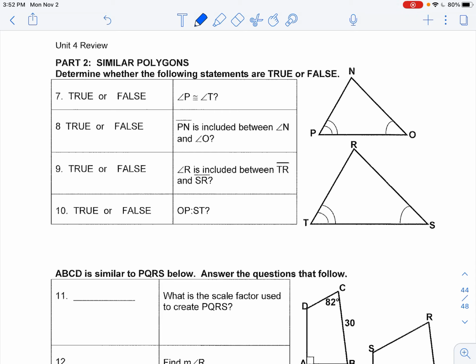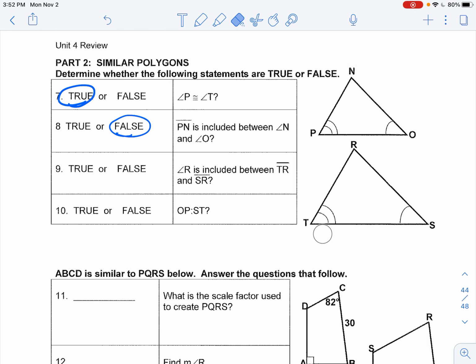All right, part 2, similar polygons. Determine whether the following statements are true or false. Is angle P congruent to angle T? This would be true. These are the same angle on both of those triangles. PN is included between angle N and angle O. PN, that is going to be this side, is included between angle N and angle O. Well, we do have angle N, but this guy is angle P, so this one's going to be false.